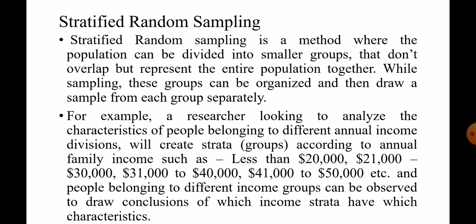So the people with income less than 20,000 form one category, 20,000 to 30,000 one category, 30,000 to 40,000 one category, 41,000 to 50,000 one category. Then we have to select a sample from each group, and observe them to draw conclusions about which income strata have which characteristics. That is stratified random sampling.